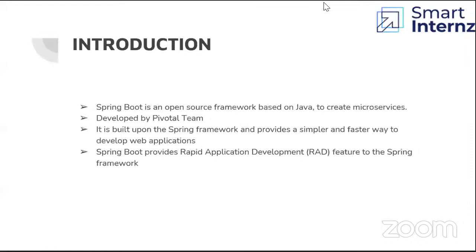The Spring Boot framework was developed by the Pivotal team. So how is Spring Boot built? It is derived from the Spring framework, and it provides a much simpler and faster way to develop web applications. There is an important feature of Spring Boot known as rapid application development, so you can develop your web application within minutes. You'll see how it is done in the coming slides. Let me give you a small diagram so that you get an overview of how the Spring Boot framework evolved.